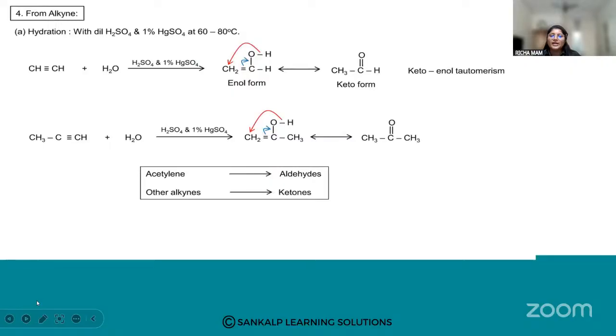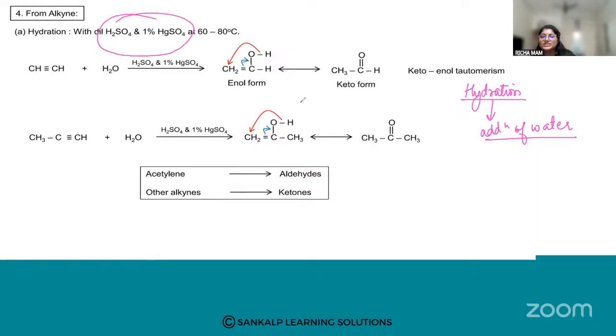Next is from alkyne. Aldehydes and ketones can be prepared by the hydration of alkynes. What do you mean by hydration, student? Hydration means addition of water. So what are we going to do? Aldehydes and ketones can be prepared by the hydration of alkynes in the presence of dilute H2SO4, or you can use 1% HgSO4.